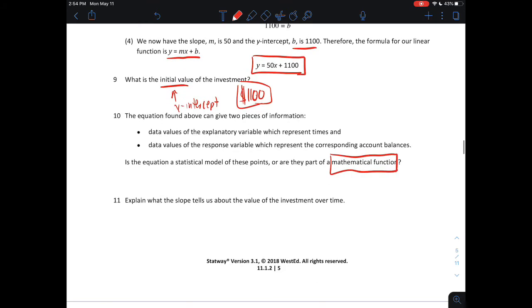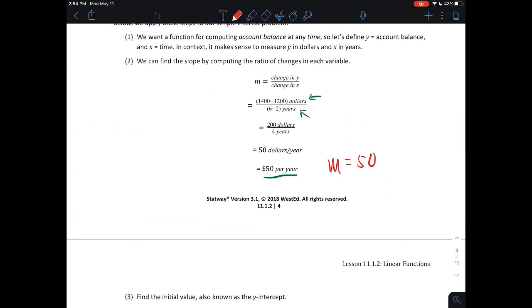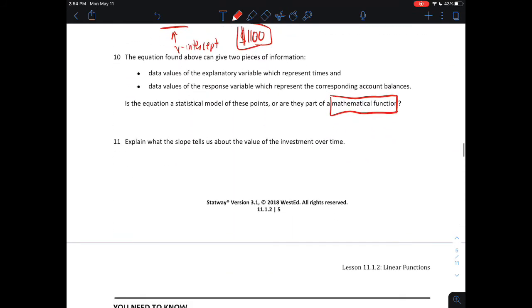Number 11. Explain what the slope tells us about the investment over time. Go back to what you did on the previous page. Notice what it says right there at the bottom of the page, $50 per year. Is your account increasing? It certainly is. How much is it increasing by? $50 per year. That's it. That's the answer for number 11.